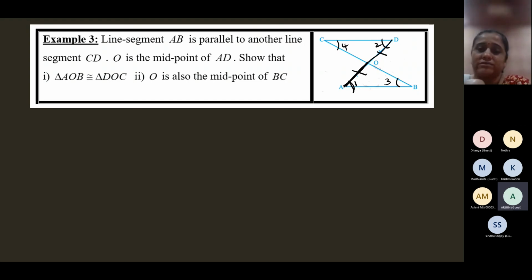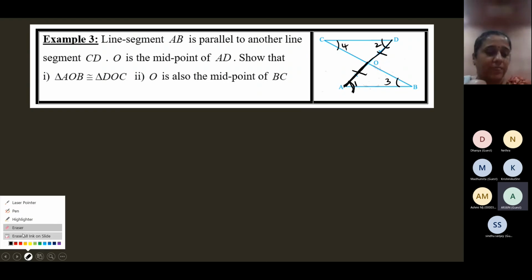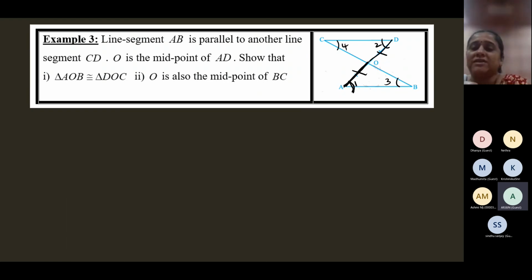Now the side is OA. OA contains this angle and this angle. But you have not mentioned this angle; you have mentioned some other angle 3. So 3 is not the included angle. Similarly, the side in the other triangle is OD. OD has this angle and this angle, but you have mentioned angle 2. But 4 is not a part of the angles on the side OD. So in this case, we say two angles and some other side, AAS.